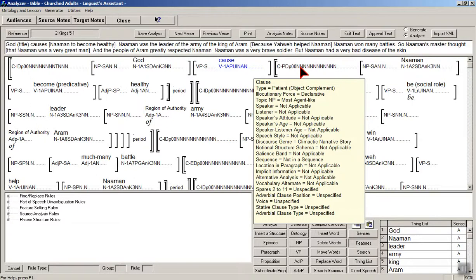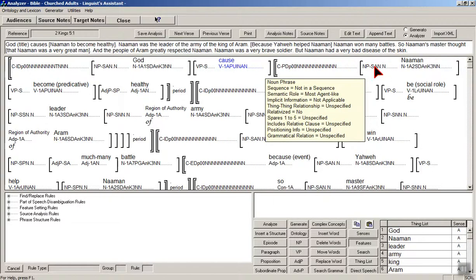It's most agent-like. So it's Naaman becomes healthy. It wouldn't be applicable, because you can't put that in the passive. But if it was John saw Mary, it might be Mary was seen by John. So this is an agent-like topic noun phrase. And is there anything else we need to worry about? Nope, I don't see anything. And we've already gone over clause features for the main clause, so I'm not going to go into that. So now I'm going to drag the mouse over the noun phrase that's Naaman, and we just check here that it's most agent-like.